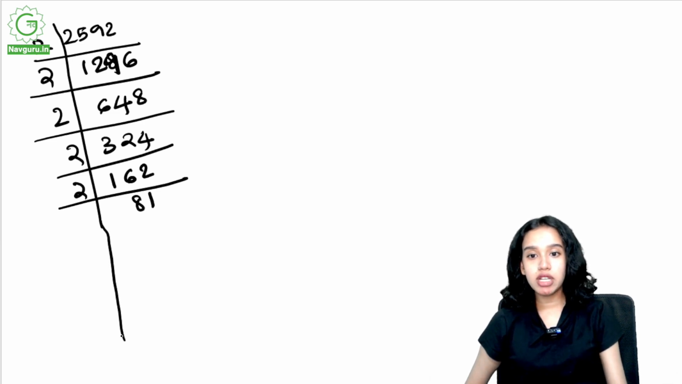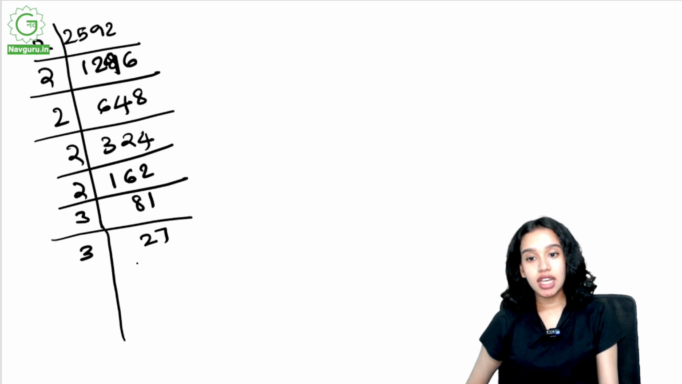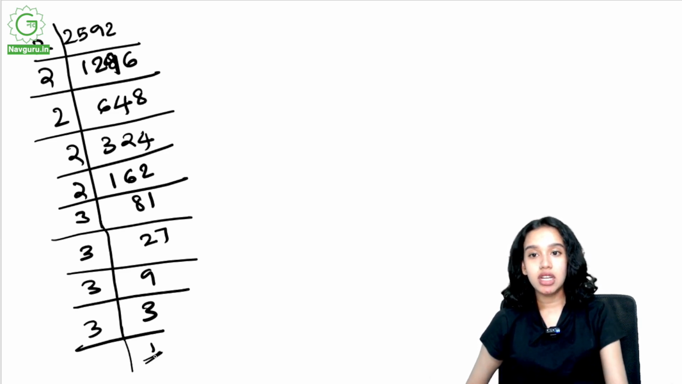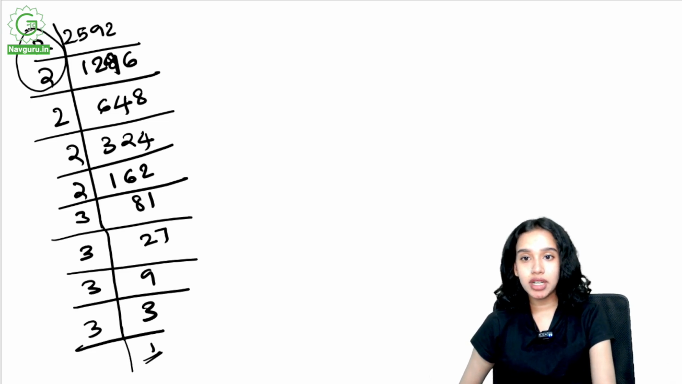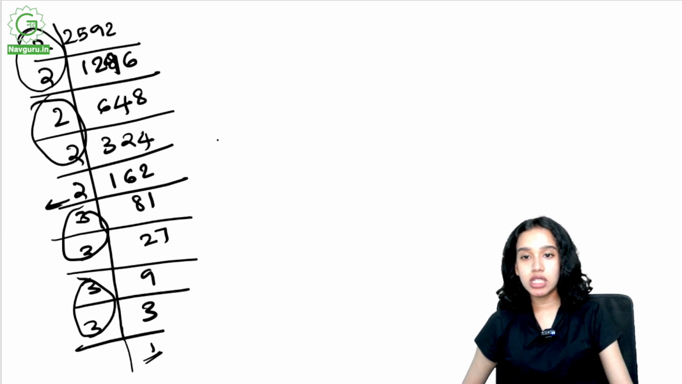Now is it divisible by 2? It's not. Is it divisible by 3? Yes, it is. Again by 3, again by 3, and again by 3, until we get 1. Now what is the root? We have two 2s paired, two 3s paired, and one 2 which is alone.